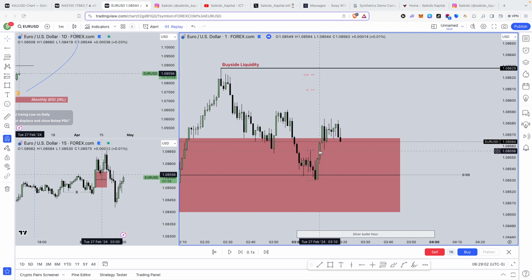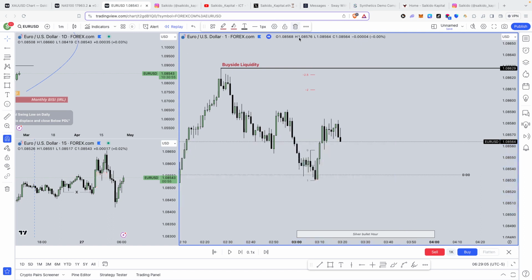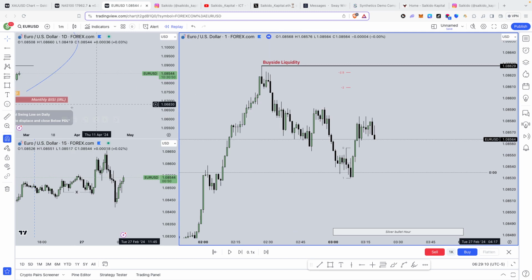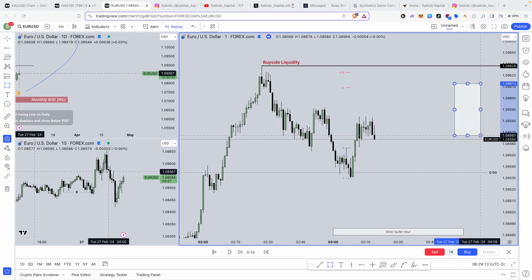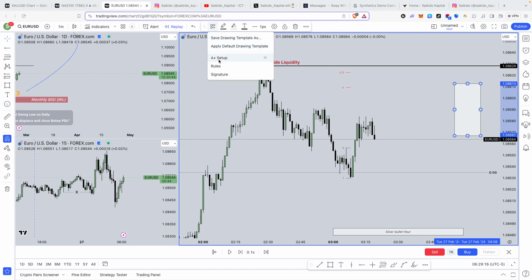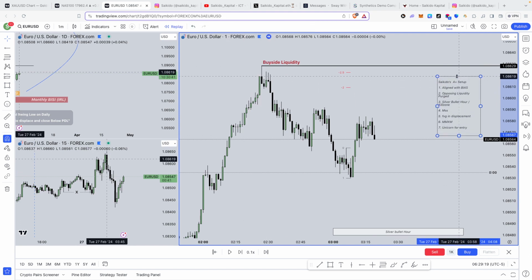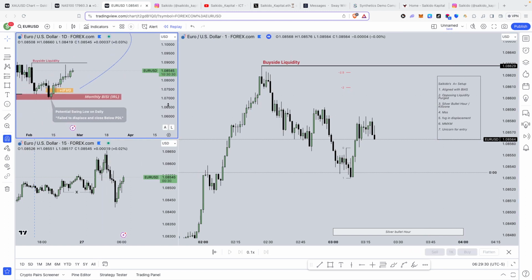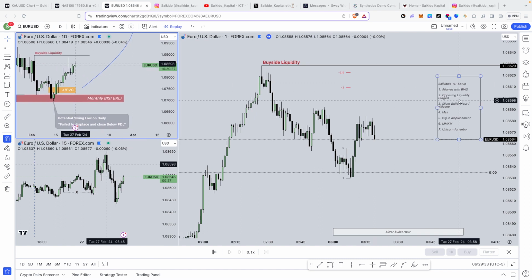So I saw displacement here. Let me just remove this so you guys can see. I want to have a checklist open here, so that maybe if it ticks most of these, I can treat it as a B setup, not an A plus setup. So it aligned with my bias. Yes, it is aligned with the weekly bias. Opposite liquidity has been taken. Yes, we've taken liquidity here. Silver bullet kill zone during the time. Yes, silver bullet.